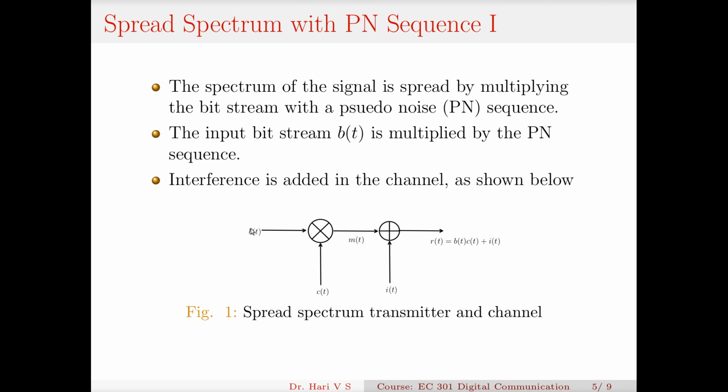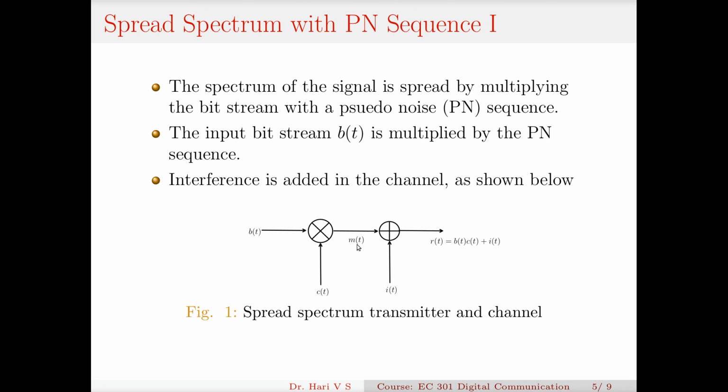During this, the bits may be like 1, minus 1, etc. During one bit period, say capital T, I may have N clock cycles of this c(t), so that if this is Tc and this is Tb, Tb by Tc will be N. So during one bit period, I have some N clock cycles for this c(t). I multiply these two, resulting in a scrambled sequence, say m(t).